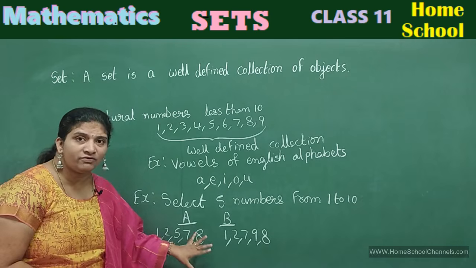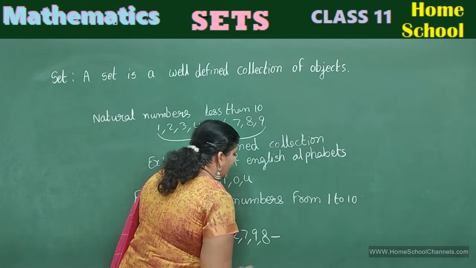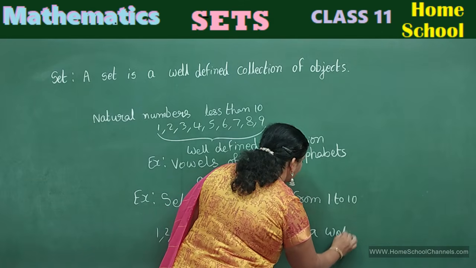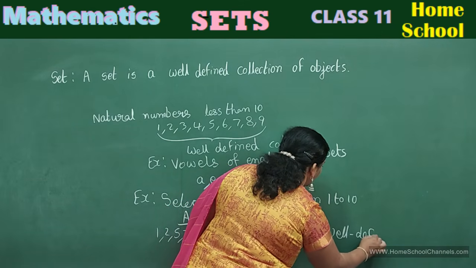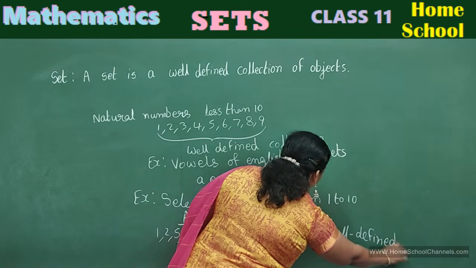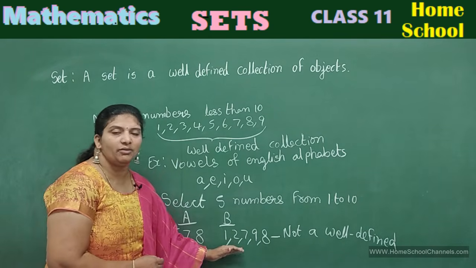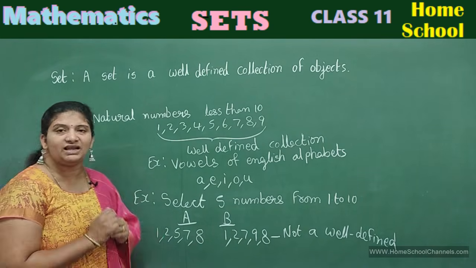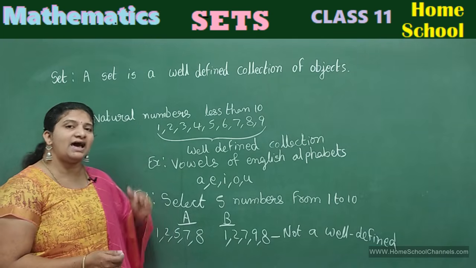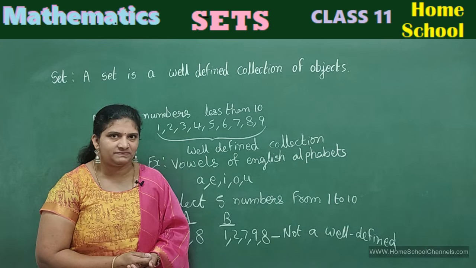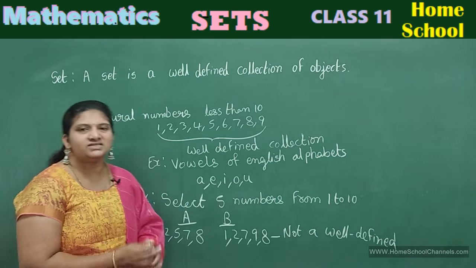So this type of collection, we call it not a well-defined collection. Whereas here this and this are well-defined collections, and coming to this example, it is not a well-defined collection. So the answers vary from person to person and place to place. Right?